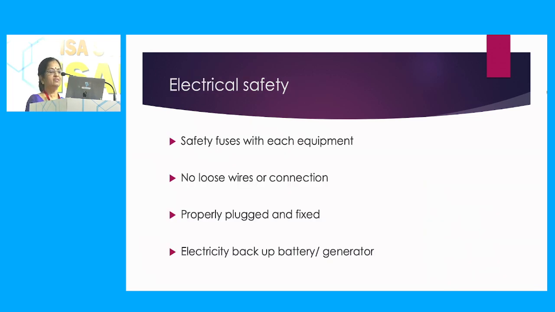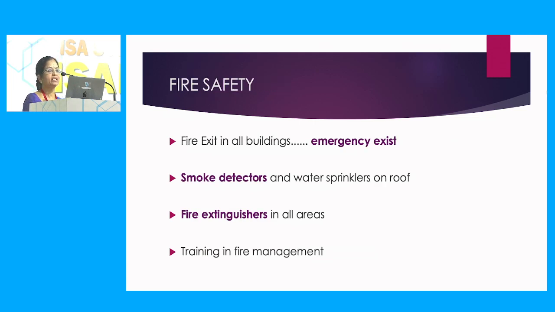Electrical safety: safety fuses with each equipment, no loose wires or connections. It should be properly plugged and fixed. Electricity backup, battery or generator, should be there. There should be an emergency exit or fire exit in the building, smoke detectors and water sprinklers on the roof, fire extinguishers in all areas, and training in fire management should be done. Mock drills should be done.